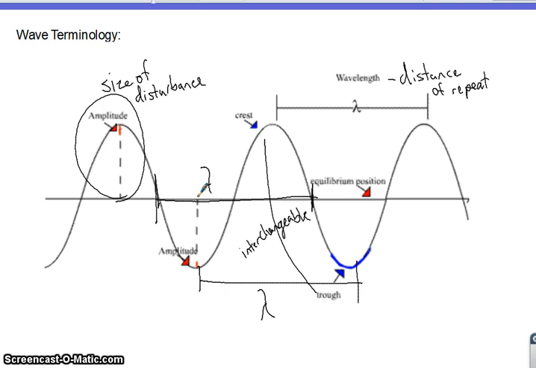Okay? Now, one thing that people oftentimes get wrong with amplitude is they say amplitude is the entire distance from crest to trough. It's not. It's just the size from where it normally sits, the equilibrium position, to either the crest or the trough.